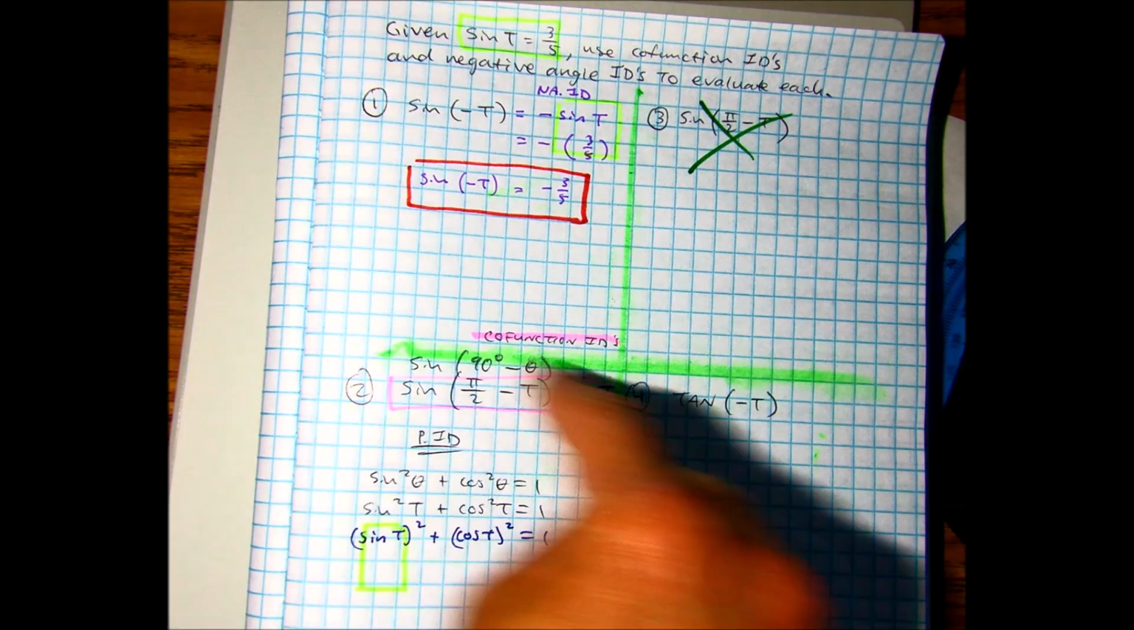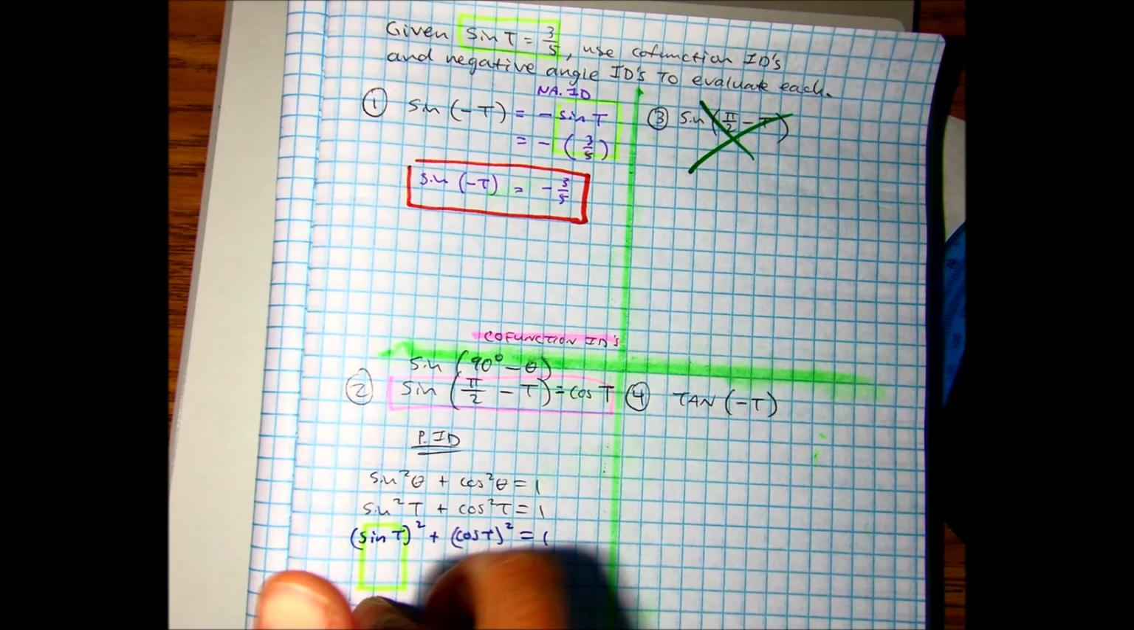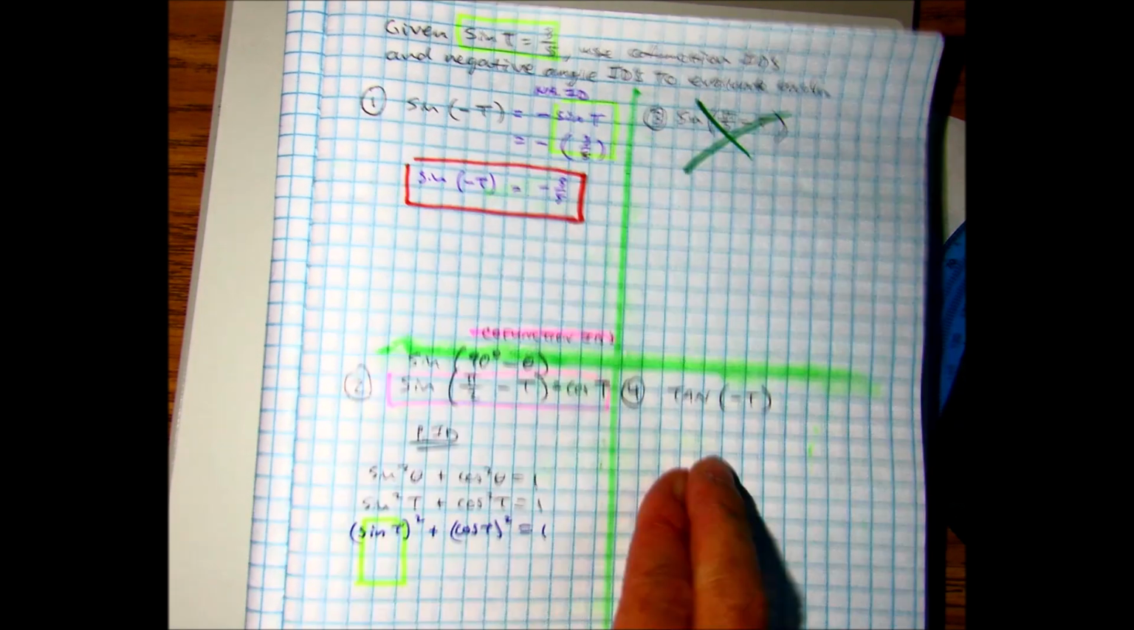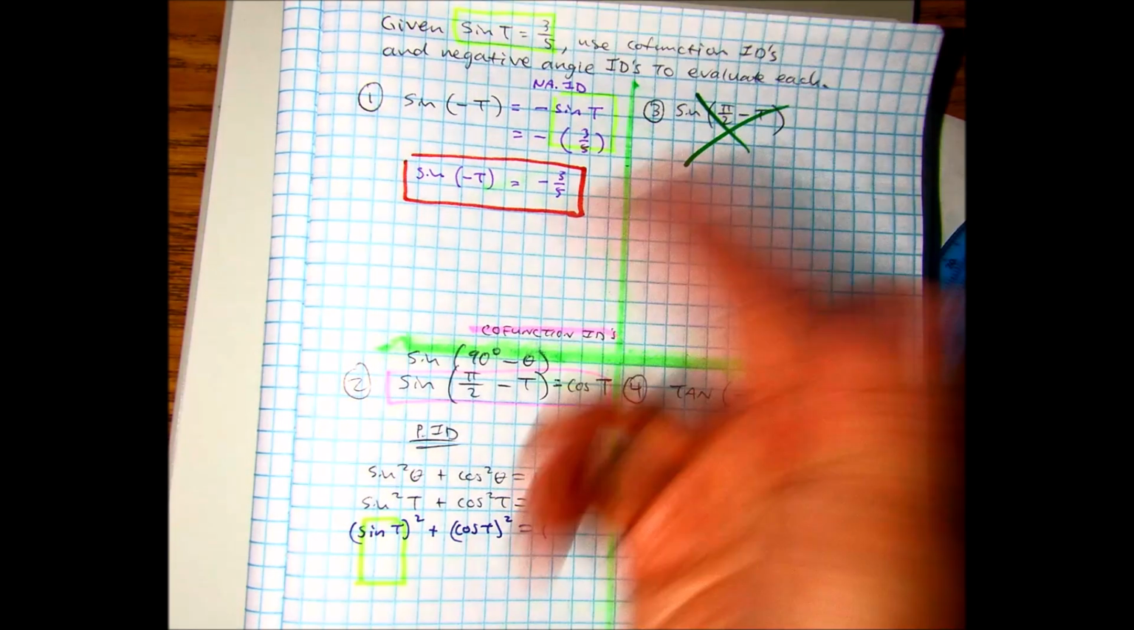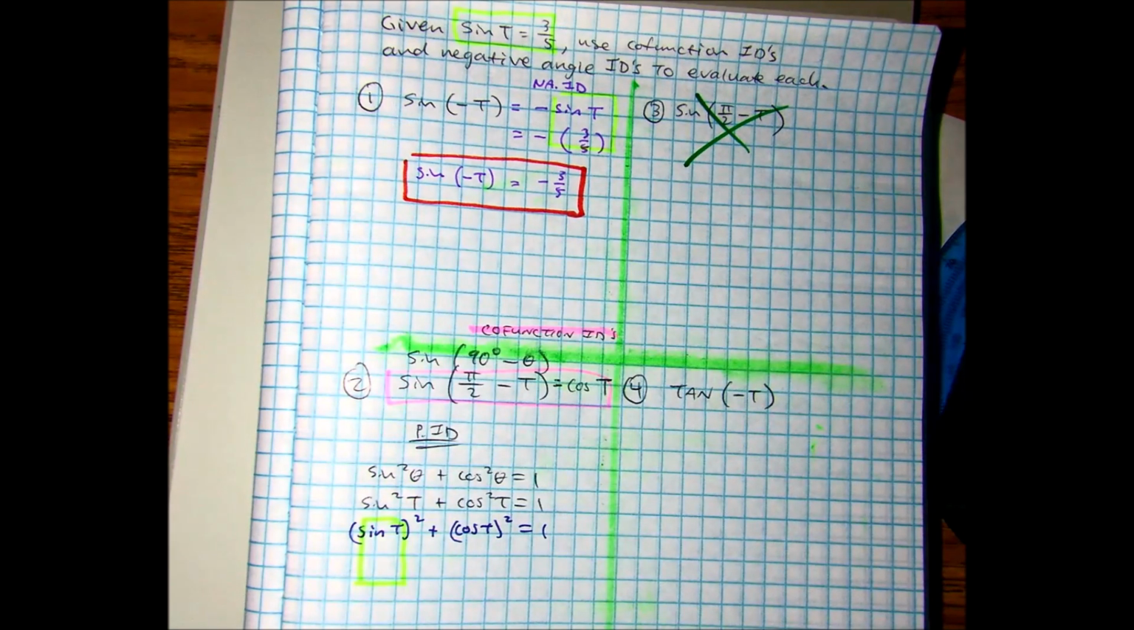Explain to your partner what just happened here. You guys are going to finish question number 2 and also question number 4. Number 3 was redundant. Okay? 4 minutes. Ready, set, go.